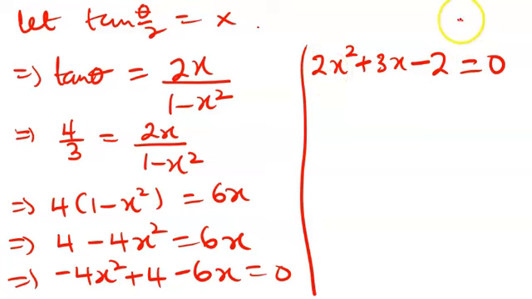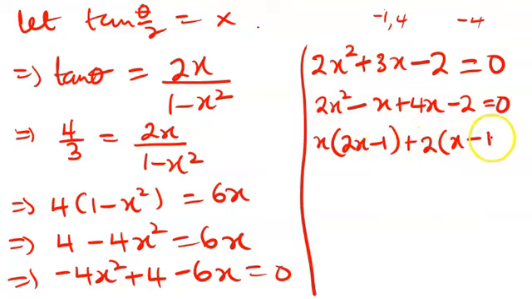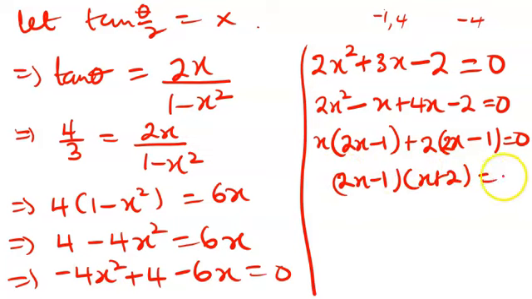We then factorize. 2 times minus 2 is given as minus 4. Then factors of minus 4 that when we add, we get positive 3, and when we multiply, we get minus 4. So that will be minus 1 and then 4. So break this middle term into that. So 2x squared minus x plus 4x minus 2 is equal to 0. So bring x out, we have x times 2x minus 1 plus 2 times 2x minus 1. So we have 2x minus 1, then x plus 2 is equal to 0.